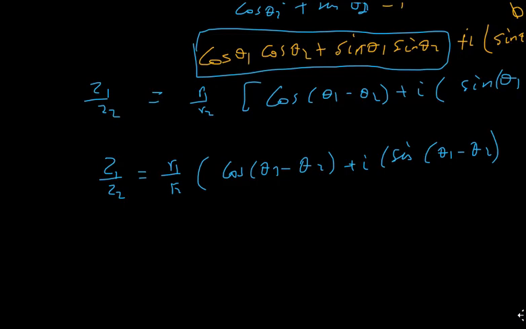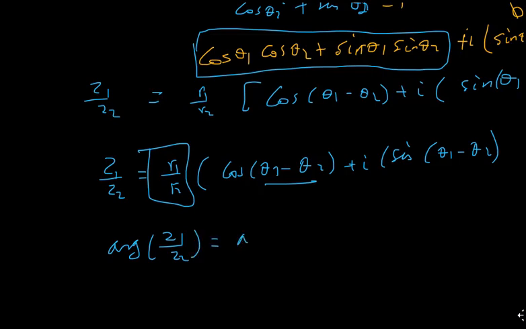So we can generalize that when we divide two complex numbers, just divide the moduli of the two complex numbers, and then take the difference of the arguments of the two complex numbers to find the argument of z1 over z2. That is the same as the argument of z1 minus the argument of z2. The same is true for the modulus, just divide the magnitudes.